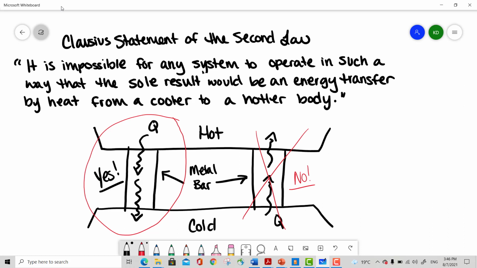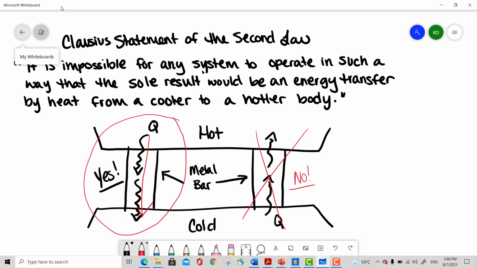That's all that the Clausius statement is saying: it's never going to on its own just go from a colder to a hotter. So this helps you understand what direction a process can change. That's what some people say is one of the most important things coming out of the second law.